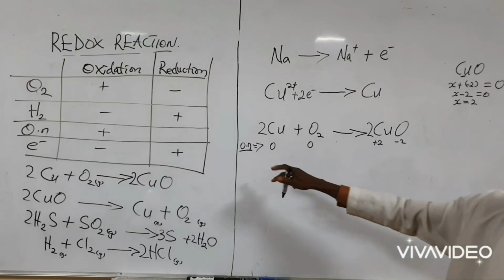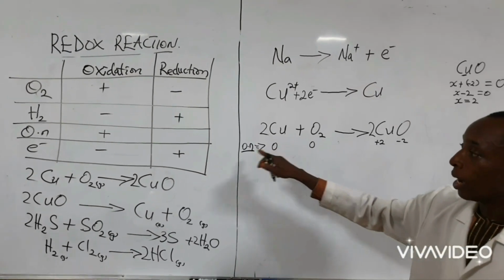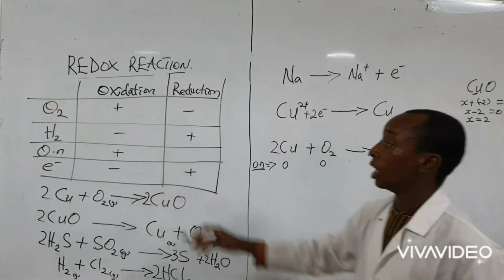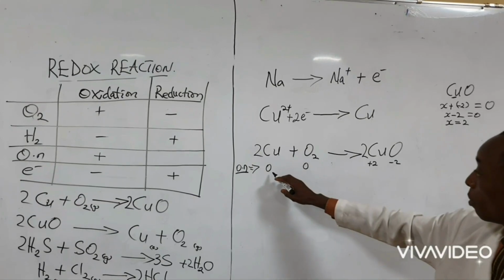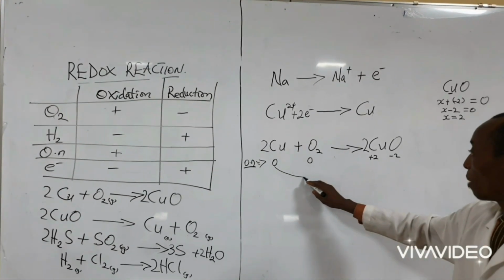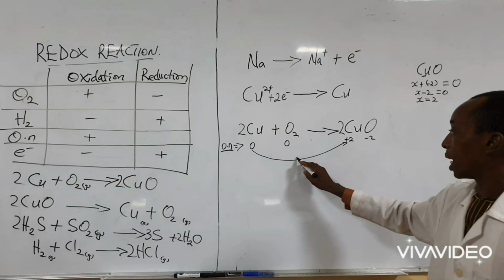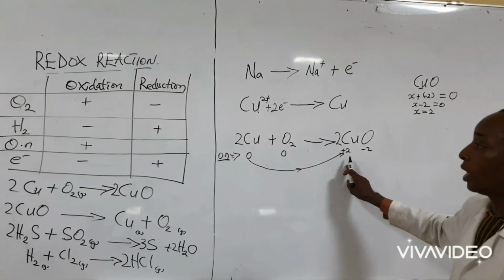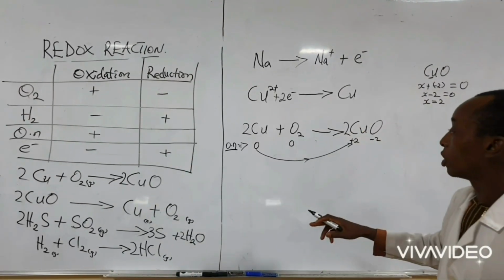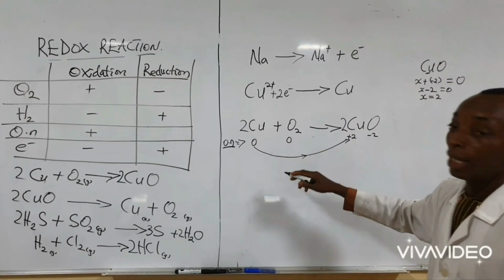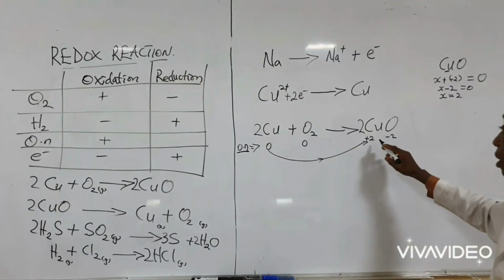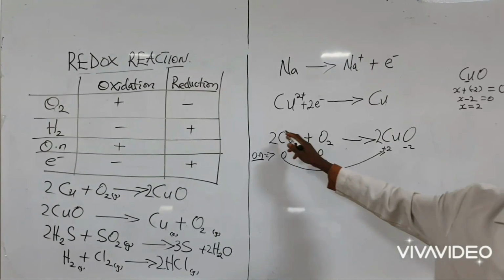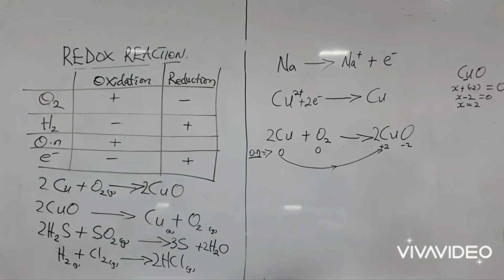Yes, we said increase in oxidation number is what we call oxidation. Therefore, from here, oxidation state of copper moves from 0 to 2. That is an increase. Oxidation state moves from 0 to 2. So increase in oxidation state is oxidation. That means we say copper is oxidized to copper 2 oxide. Copper atom or copper metal is oxidized to copper 2 oxide.